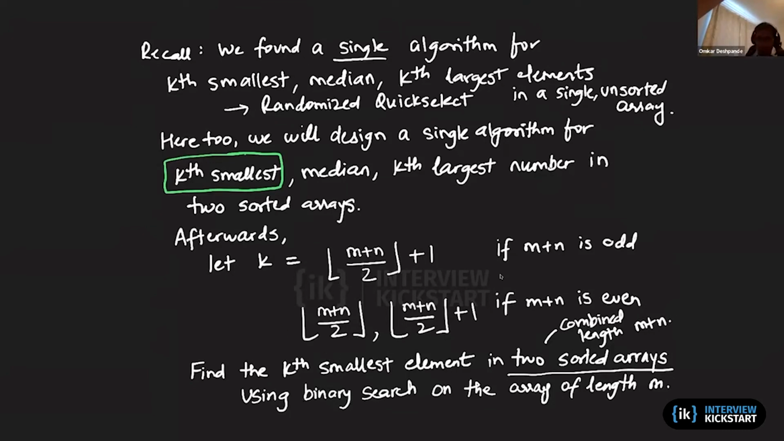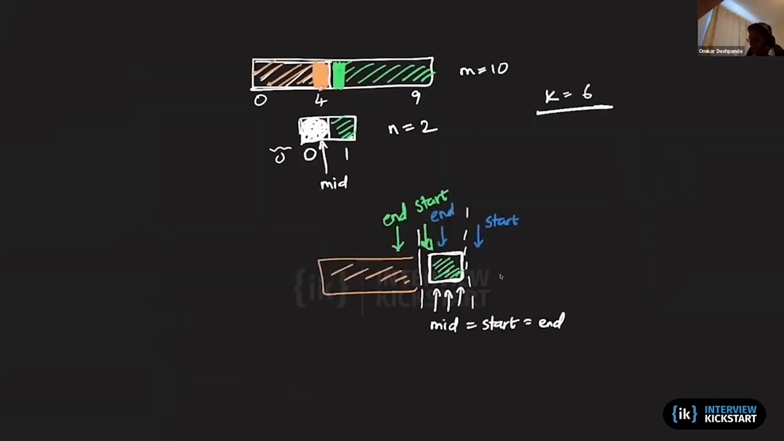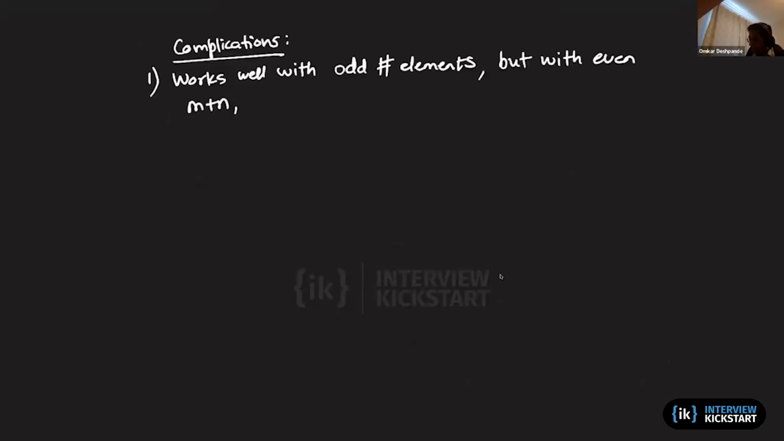We could find it, but then we also need to find the k plus first value so that we could take their average. So we need to find the successor. The k plus first smallest element would be the successor of the kth smallest element. So we need to find the k plus first smallest element as well.